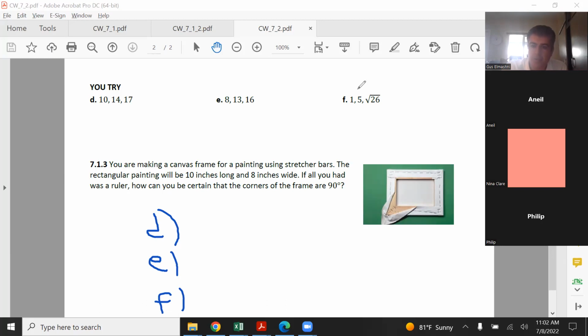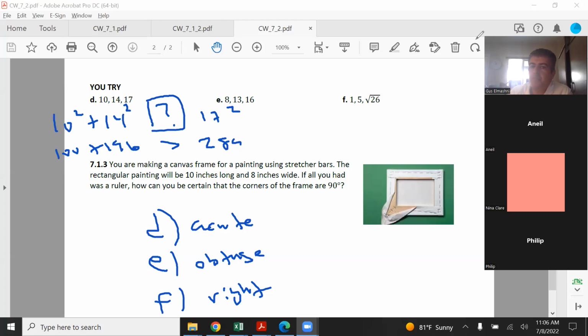And I'll pause recording. Okay, I'm recording because I want to make sure you guys got this. So again, all you do is you just square each of the numbers and compare them. Obviously, you're comparing the two smaller sides to the bigger side. 10 squared plus 14 squared, that comes out to 296. That is bigger than 17 squared, which is 289. That makes D acute.